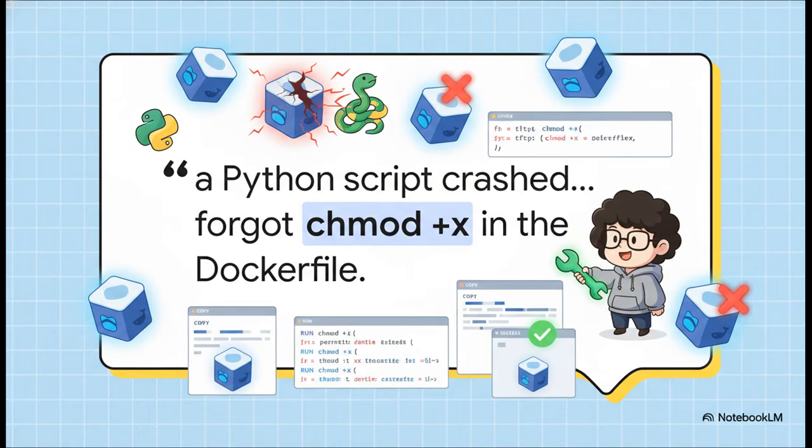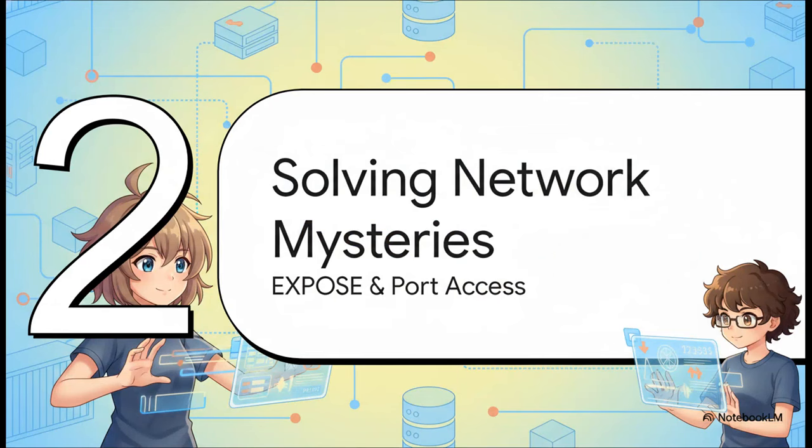You have to remember, a Docker container is its own little universe. It has its own file system, its own users, its own permissions. Just because a file is executable on your machine doesn't mean it will be inside the container. You often have to explicitly tell Docker to make it executable, usually with a simple RUN chmod +x command in your Dockerfile.